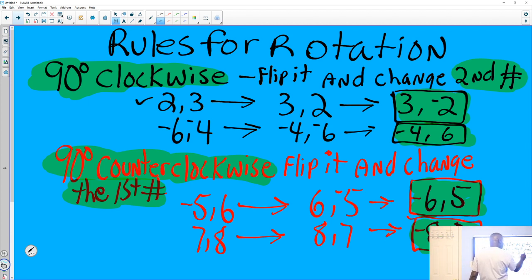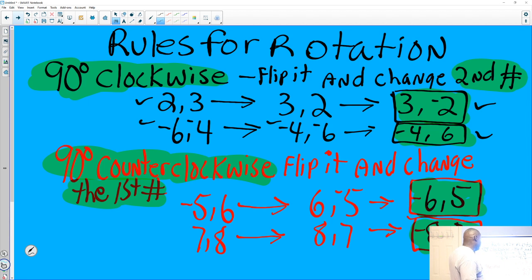And then after you flip it, you change the second number. That's your answer. You got the point. You flip it. You change the second number. That's 90 degrees clockwise. That's all there is to it. You got the coordinate. You flip it. You change the second number. That is the rule for 90 degrees clockwise. You have to know the rules.